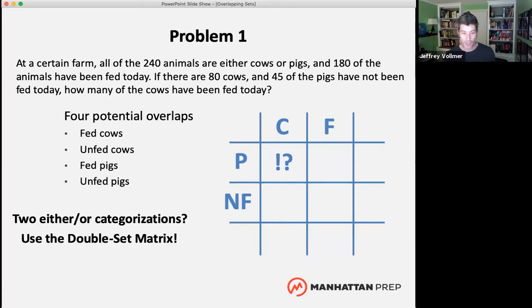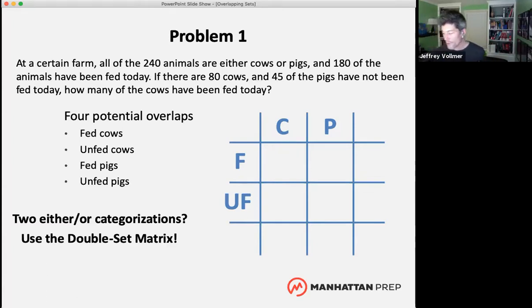In addition, this box here seems to represent the animals that have simultaneously been fed and not been fed, and that's also impossible. So if you find yourself trying to account for pig cows, immediately reset your matrix. Remember, your either-or categorizations, your either-or pairs, need to run parallel. Cow, pig, fed, unfed.